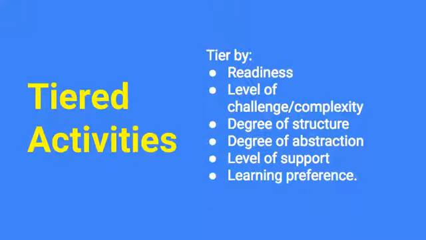One great resource that I've really enjoyed is Tomlinson's Making Differentiation a Habit book. She has some three-tiered task planning sheets and criteria. She suggests teachers divide by readiness, level of challenge or complexity, degree of structure, degree of abstraction, level of support, or learning preference, and then she comes up with three pathways for some or most. I think that it's easiest, in my opinion, to do this by level of challenge or complexity, or by readiness, or by reading level. Those are the ways that I've done it the most.